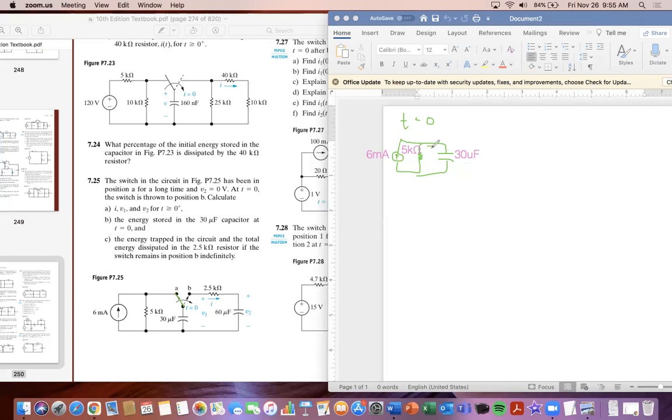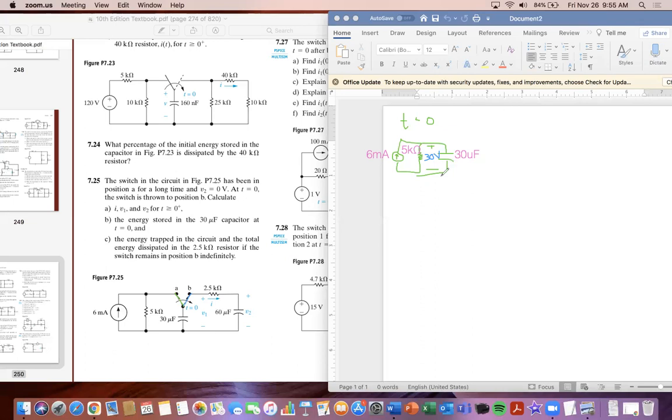Remember, that 30 volts is going to be across here, and that will be for both the capacitor and that 5K ohm resistor. So 30 volts. Okay, and that's what we know. So we know the initial voltage on the capacitor is 30 volts. So let's connect it to position B now, when time is greater than or equal to 0.